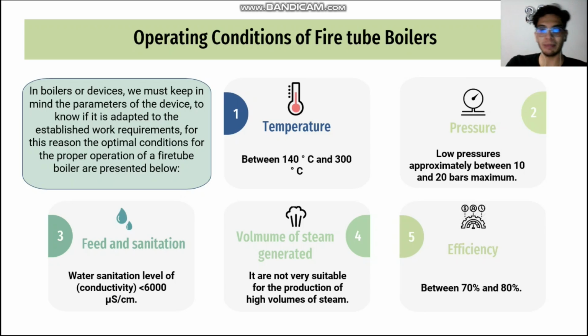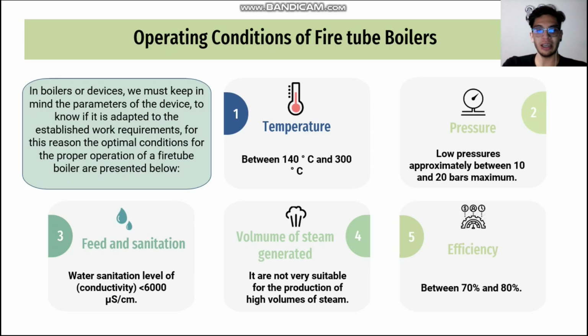Temperature. The operating temperature of the fire tube boiler ranges between 140 Celsius degrees and 300 Celsius degrees. Pressure. The working pressure of fire tube boilers is not very high, since due to its design, it is more oriented to the handling of low pressures, approximately between 10 and 20 bars maximum. Feed water quality. A fire tube boiler can function adequately with a water conductivity of less than 6,000 microsiemens per centimeter, which ensures that the boiler heating surface is not deteriorated.